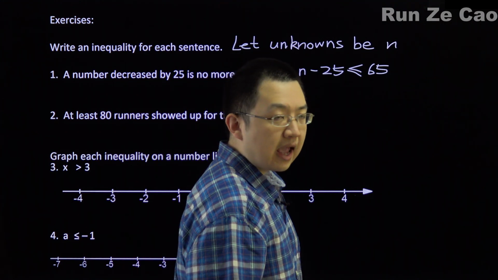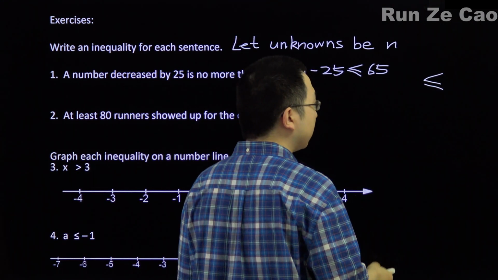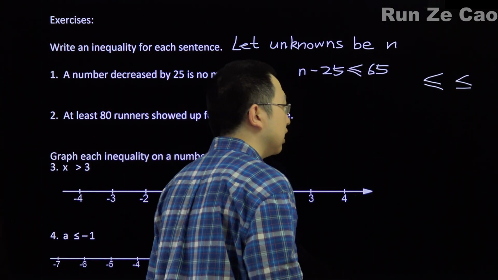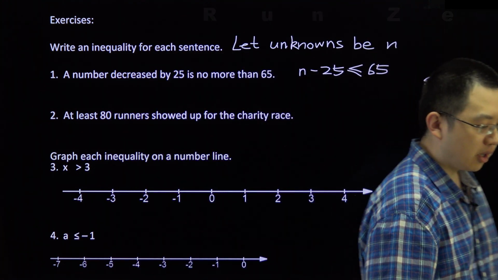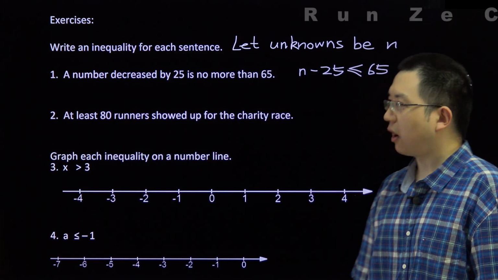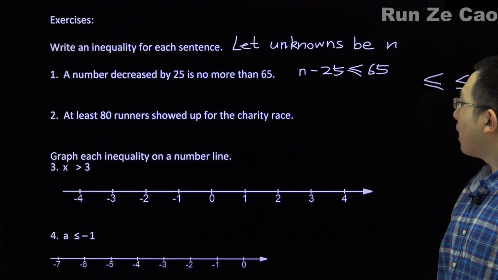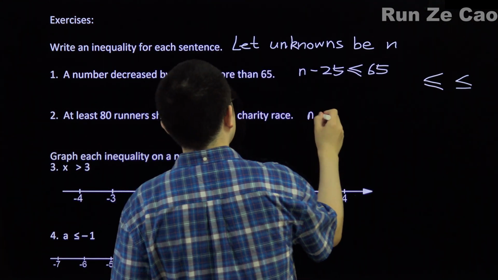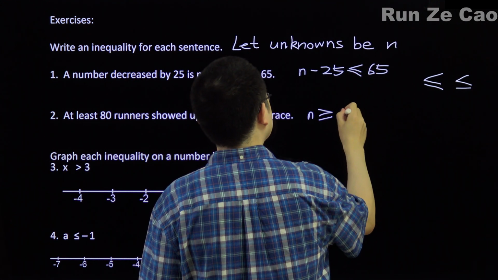Yes, when you do it in handwriting, this symbol is perfectly fine. You also see in some places this version. Just know that they both exist. The flat bottom line or the parallel bottom line? At least 80 runners showed up for the charity race. Well, the number of people who showed up was at least, so greater than or equal to, 80.